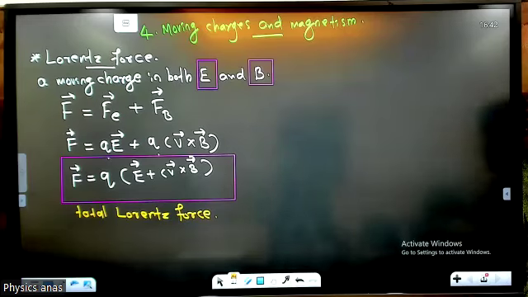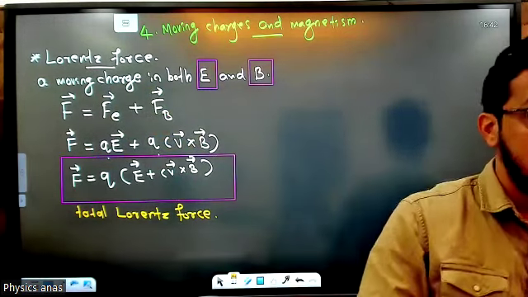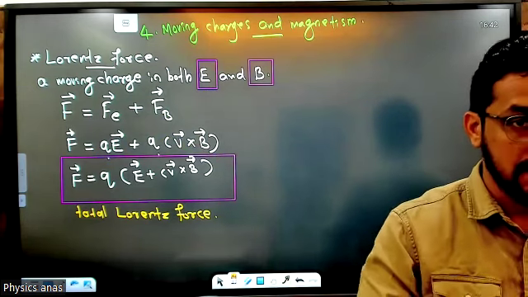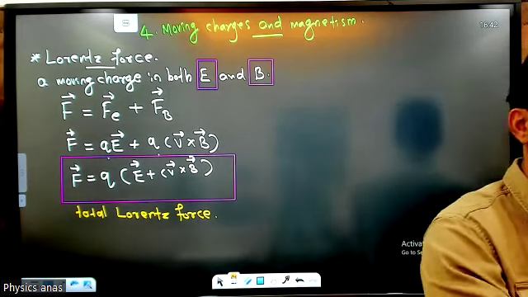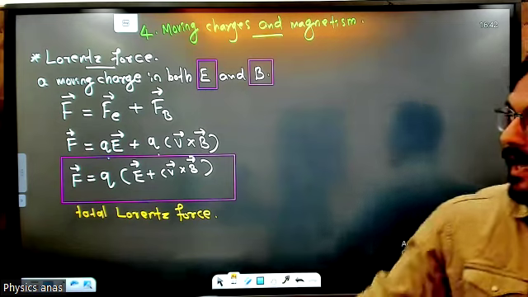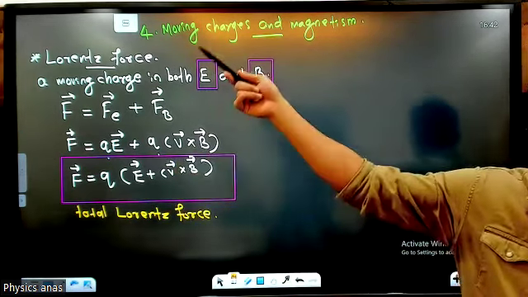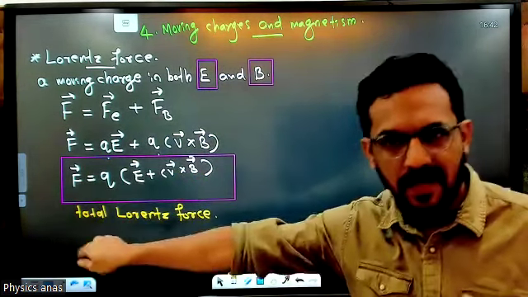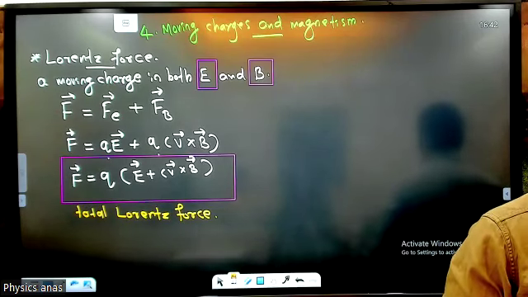What did we discuss today? We discussed the Lorentz force. What was the Lorentz force? There will be forces acting on a moving charge if that charge is moving through an electric field and a magnetic field. The total force on the charge is called the Lorentz force, and that will be Fe plus Fb. We have the equations for Fe and Fb, so you can simply add them. Q is a common term, so you can take out Q, and this will be the equation for the total Lorentz force. Did you understand this one?